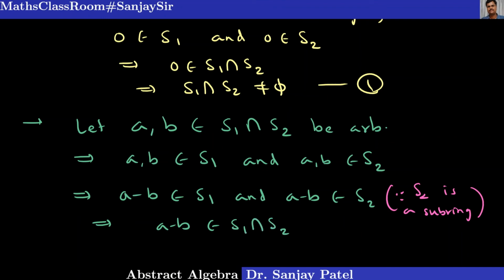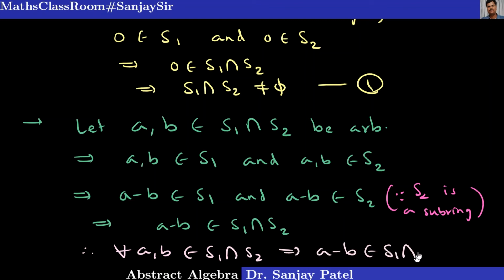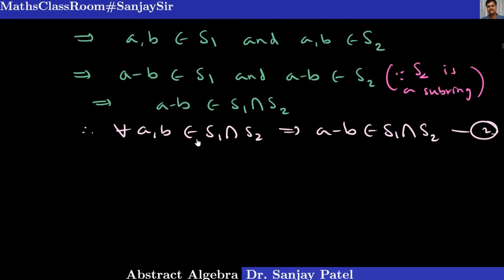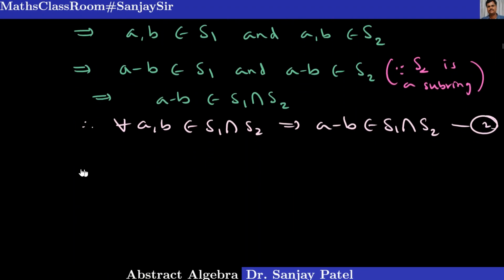So what is proved here is, for every A and B belonging to S1 intersection S2, we have proved that A minus B also belongs to S1 intersection S2. So this is my result number 2. Okay. And the third result goes similarly.